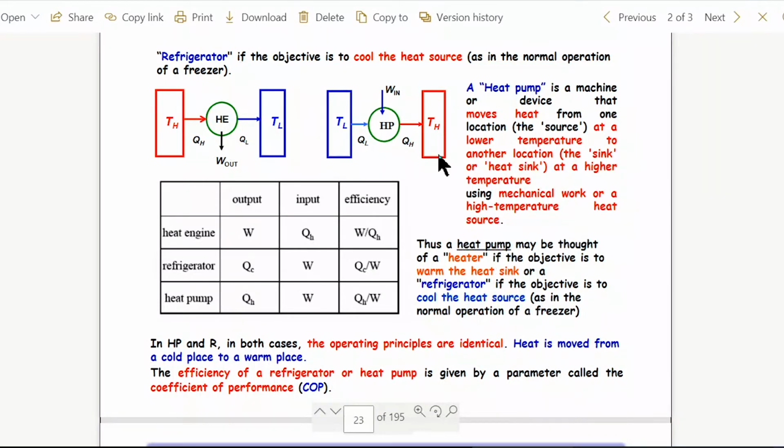So these are the two differences, but for both of them the input is work, while the outputs are different. In one place you are trying to heat up the objective, and in the other one you are trying to cool the objective.